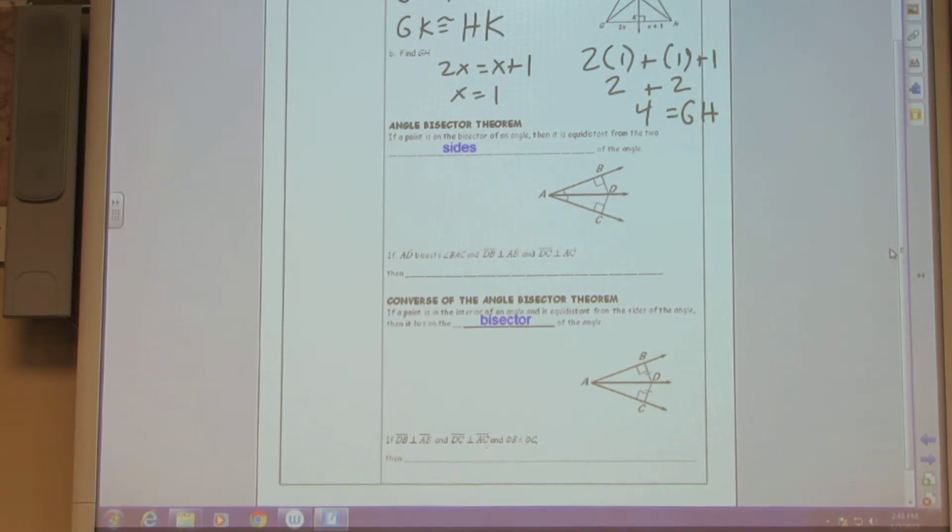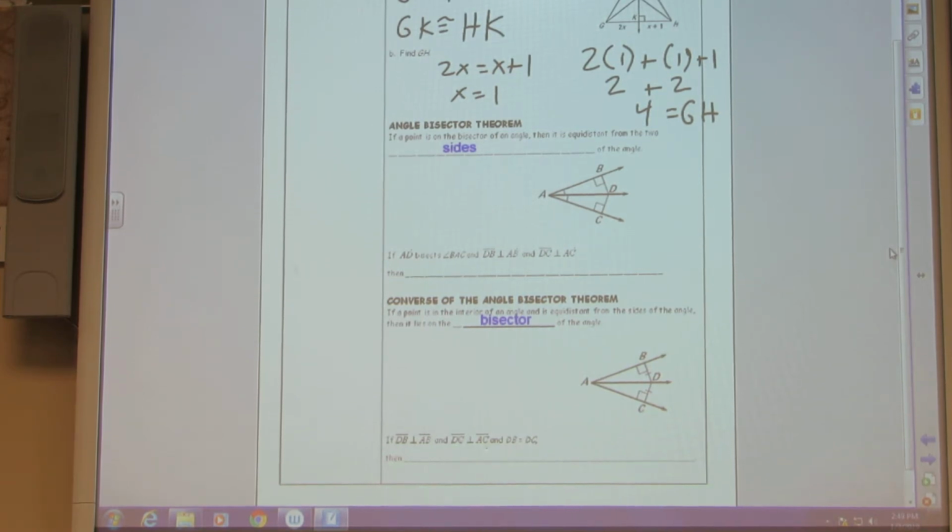Then I have a similar theorem with angle bisector theorem. Angle bisector theorem: if a point is on the bisector of an angle, then it is equidistant from the two sides of the angle. So remember, an angle bisector is cutting the angle in half. So if I look at the picture there, the angle at A, BAC, is cut in half. BAD and DAC are equal. And I have the 90 degrees, so I know those lengths, I'm measuring length from D to B and D to C, the distance between those are equal.